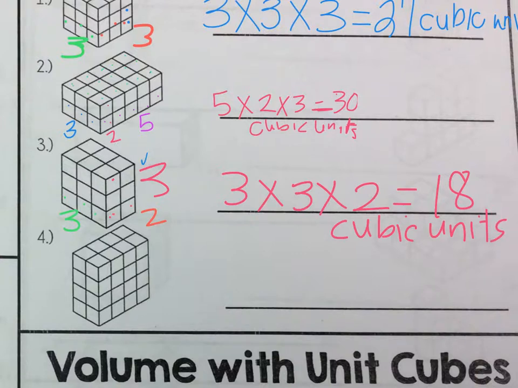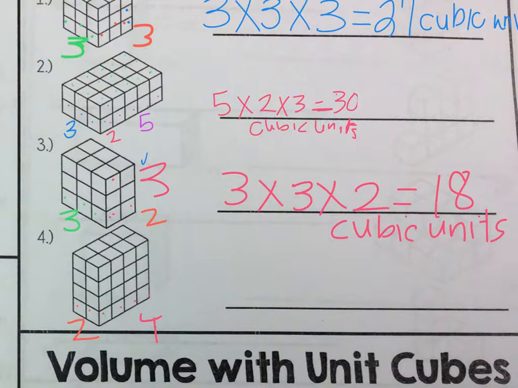Okay, right quick, I want you to do this last one by yourself and then check with your table. Okay, so let's take a look. What is our length right here? 1, 2, 3, 4. Okay, so we have 4 here. So then we have how many here? 1, 2. And how tall is it?